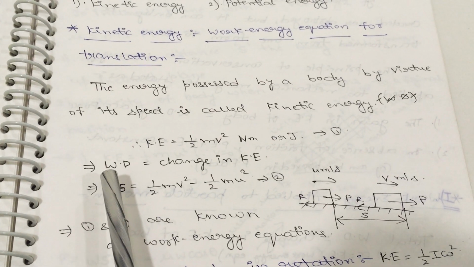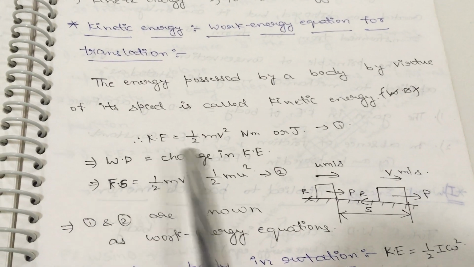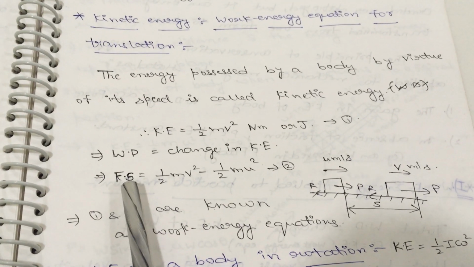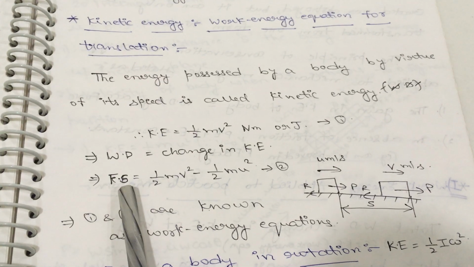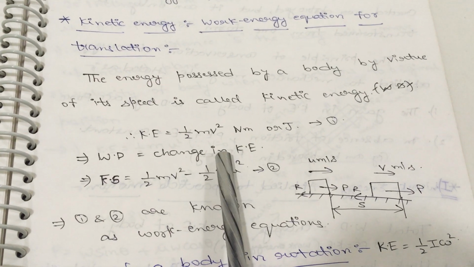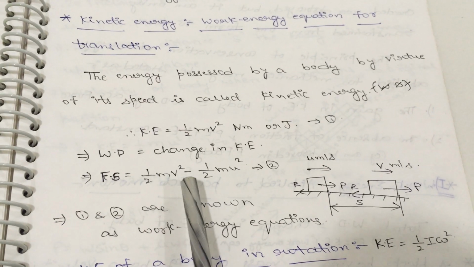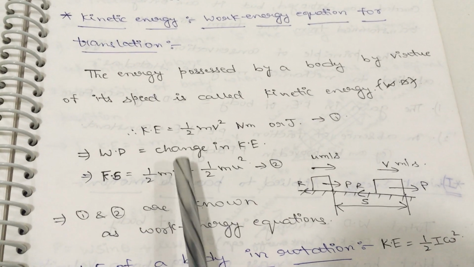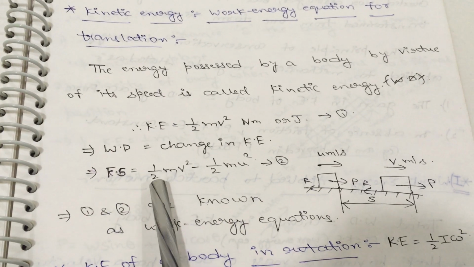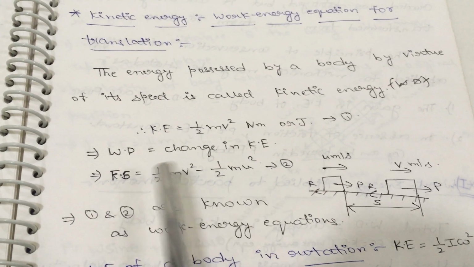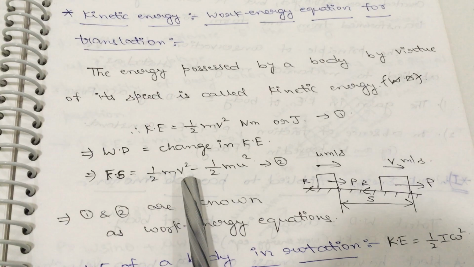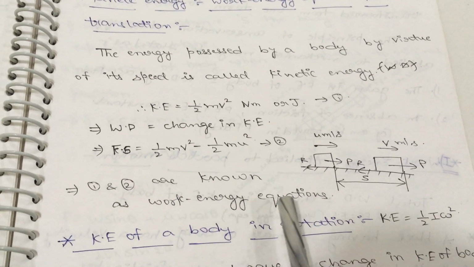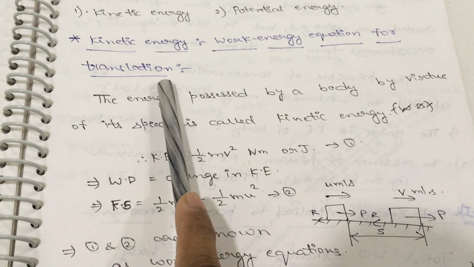We know that the work energy equation is nothing but total work done is equal to change in the kinetic energy. So in place of the work done, you will get the formula as force into parallel displacement, and the change in the kinetic energy you will get in terms of the difference of final velocity and initial velocity in the kinetic energy formula, that is half mv square minus half mu square. So work done is equal to change in the kinetic energy in terms of the linear quantities is nothing but the work energy equation in the translation motion.